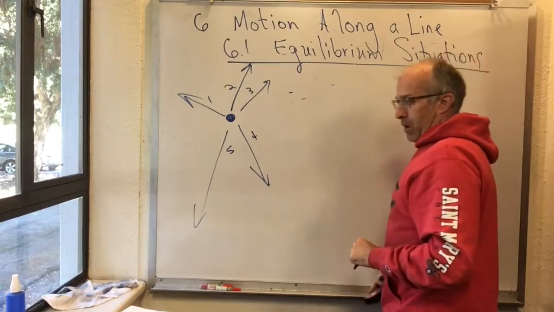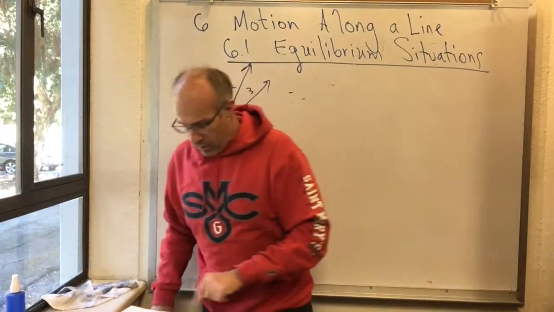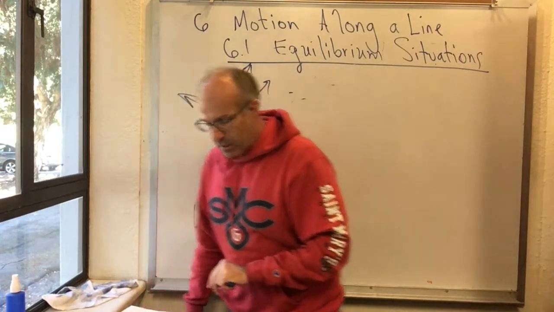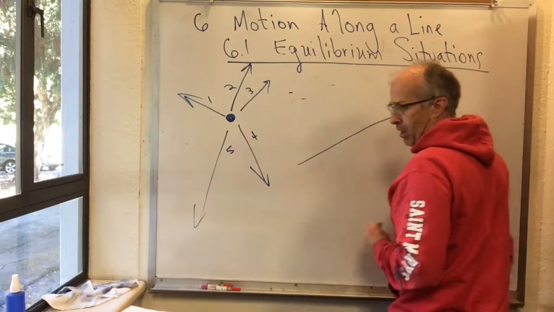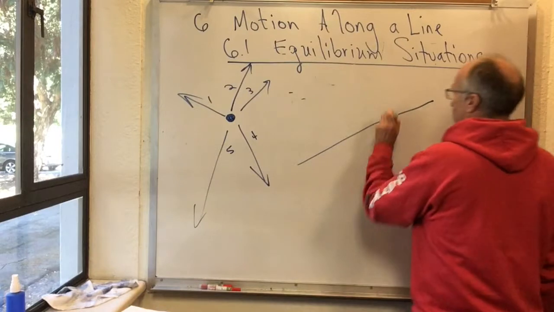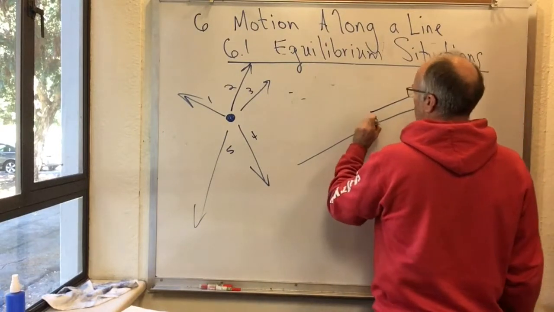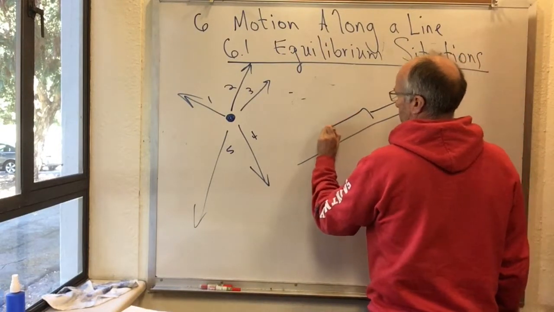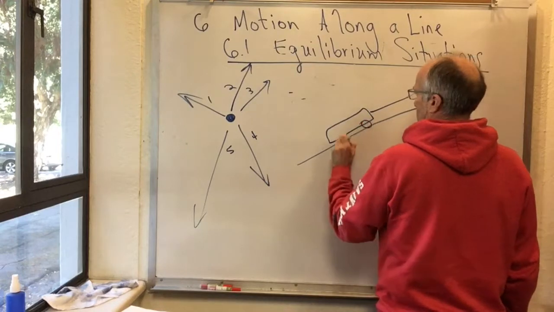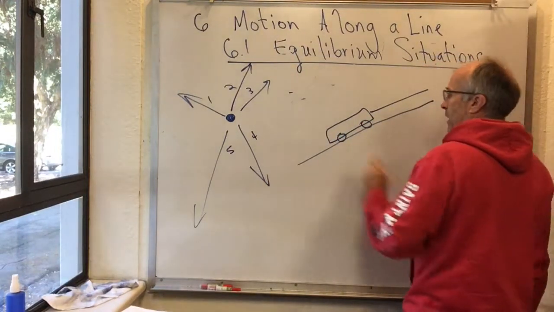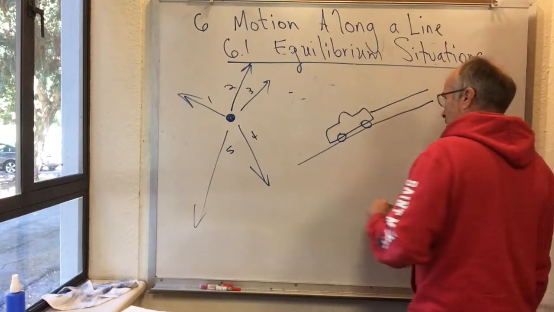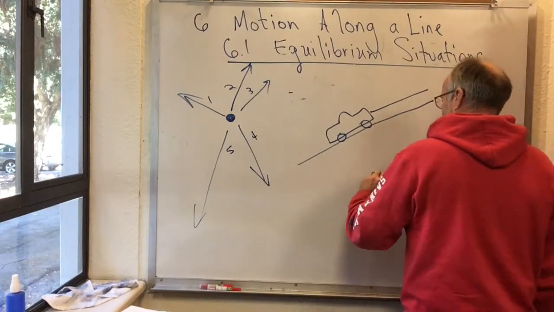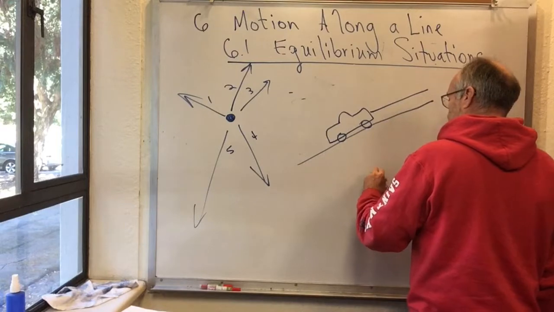Now you might think we're all done with this, but let's go look at example 6.2. Example 6.2 is a car on a hillside and there's a tow rope on the car. So here's the car sitting there on the hillside and there's a tow rope hitched to the front of the car. Let's draw the free body diagram for this car.